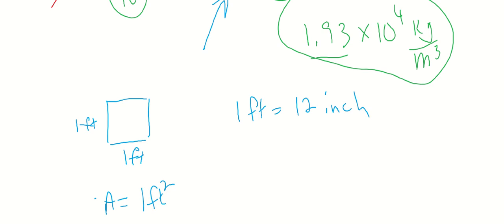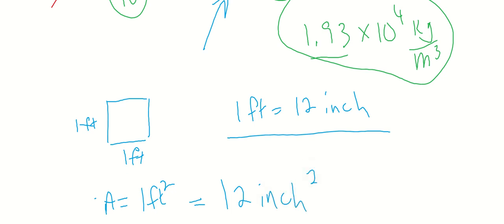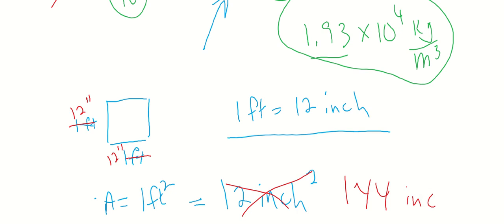That's true. Now, would you say that because of this conversion factor, that is also equal to 12 inches squared? That's where a lot of students make mistakes. This is not true. Think about it: instead of labeling this 1 foot, let's label it 12 inches and 12 inches. It's the same square. Length times width, 12 times 12. Does it still give you 12? Of course not. This is rather 144 inches squared.